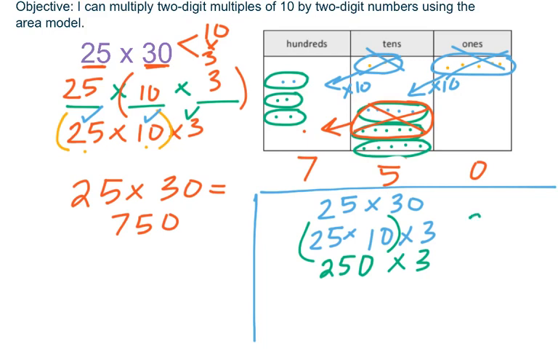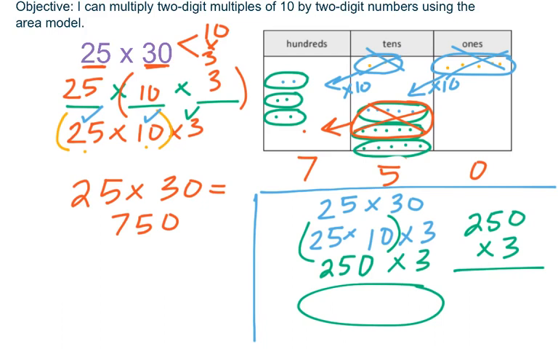So now I just need to solve that using either my standard algorithm, my partial products, or my area model to solve for my answer. And that'll end up giving me my final answer down here as well. So I'm going to solve with the standard algorithm here.